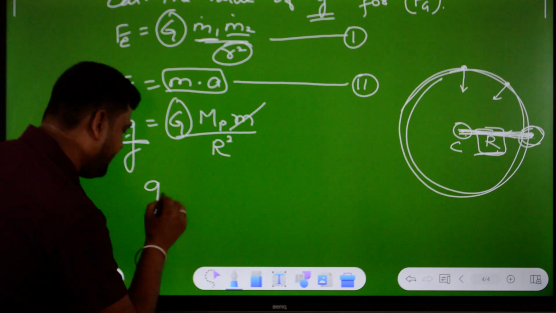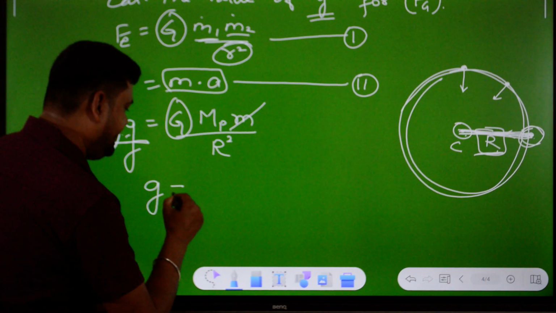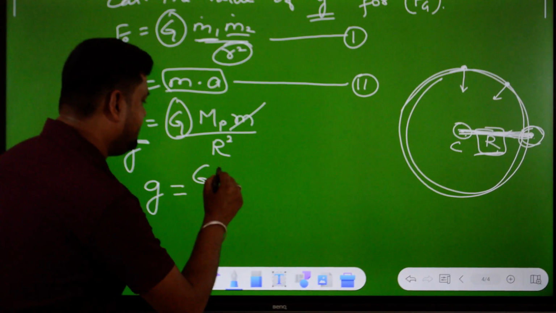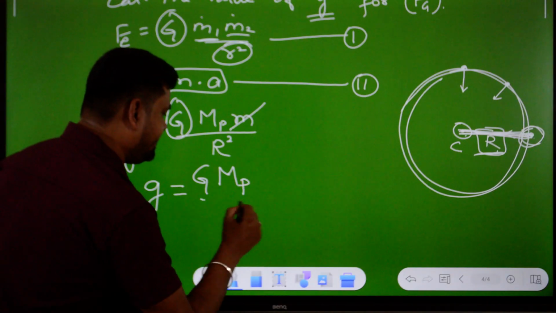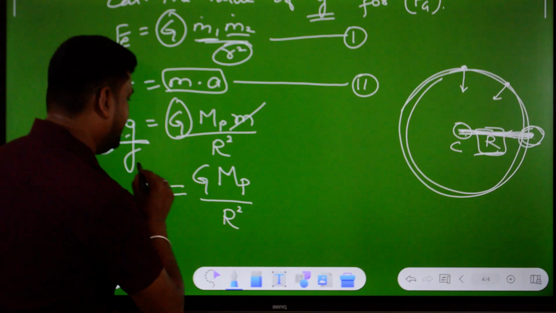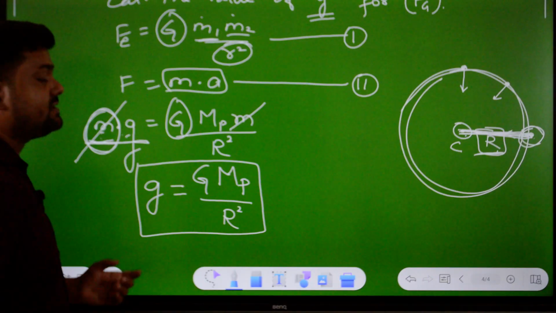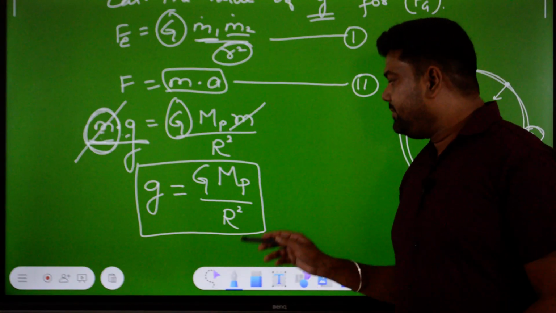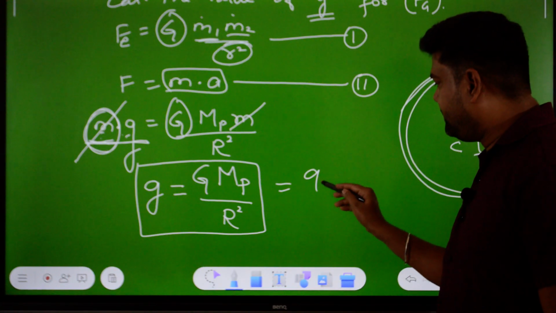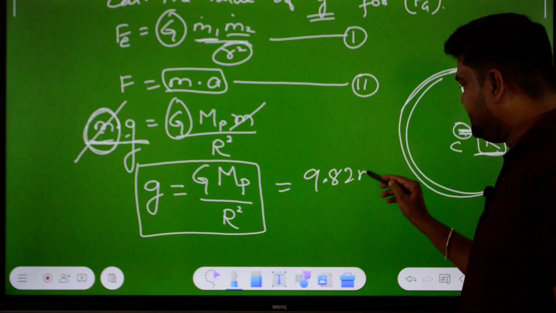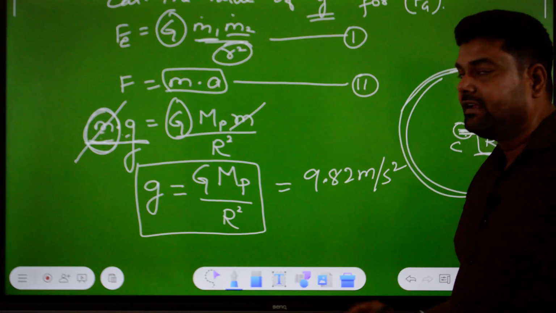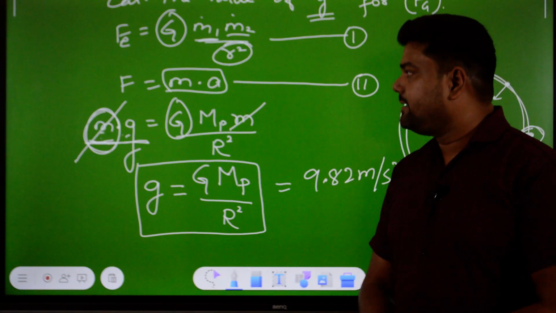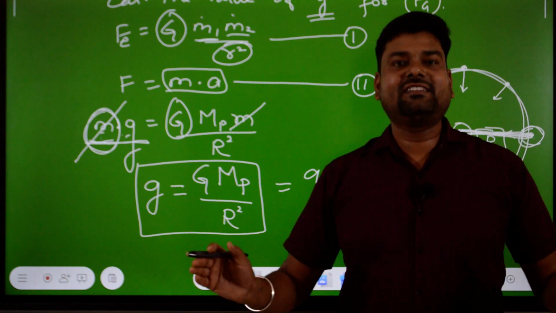So acceleration due to gravity, small g, is equal to capital G, that's the universal gravitational constant, into the mass of the planet by the radius of the planet square. If you substitute the values of G, M and R square, you will end up getting the answer as 9.82 meters per second square. So this is how we are going to discuss the gravity chapter, and that's the beginning. There are a lot many things to come.